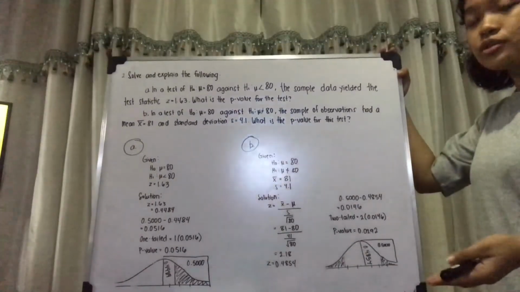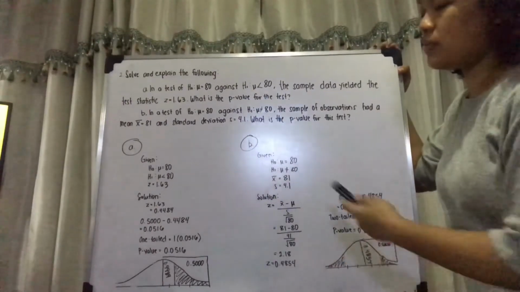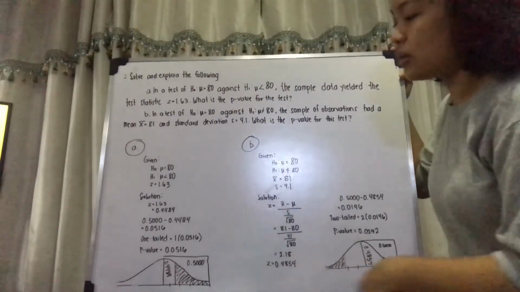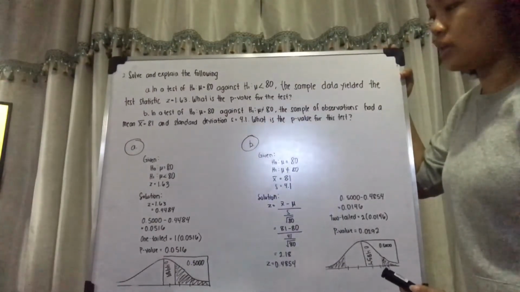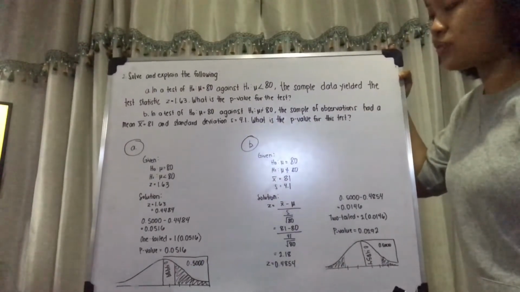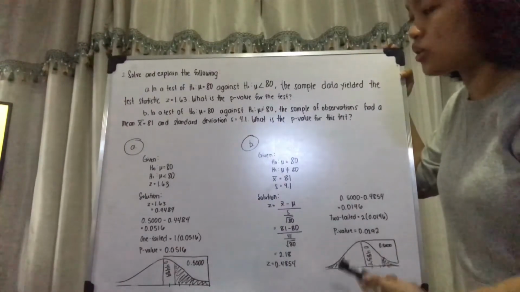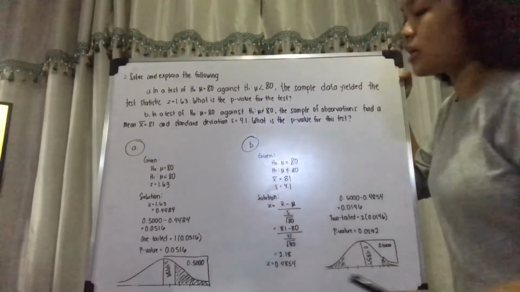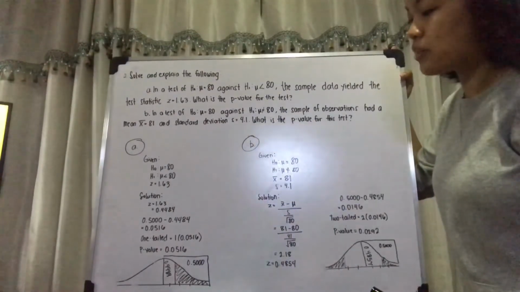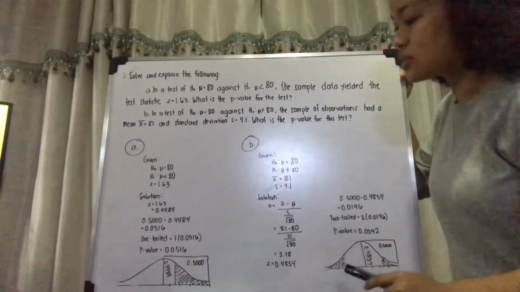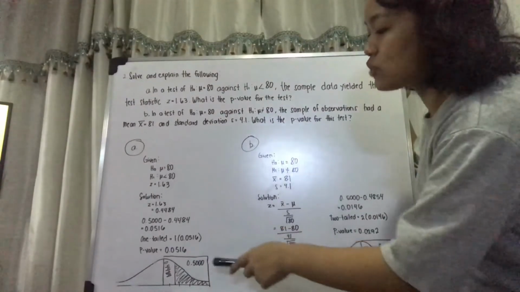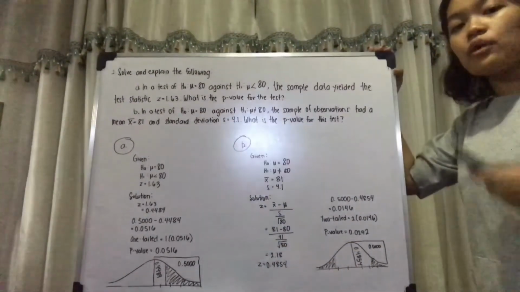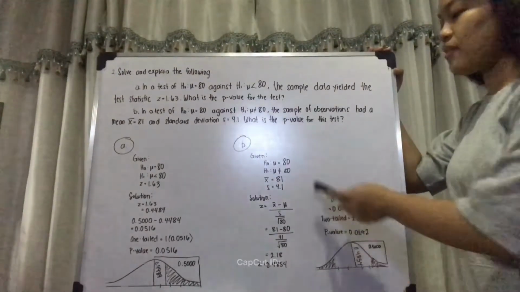Now, in order for us to solve for letter A, here we have our given values. According to our z-table, here we have the z-value of 0.4484, which we then subtract from 0.5000, which is then equal to 0.0516. And since this is a one-tailed test, we will multiply 0.0516 by 1, which then equals our p-value, which is 0.0516.